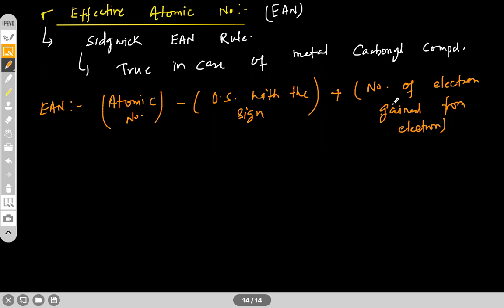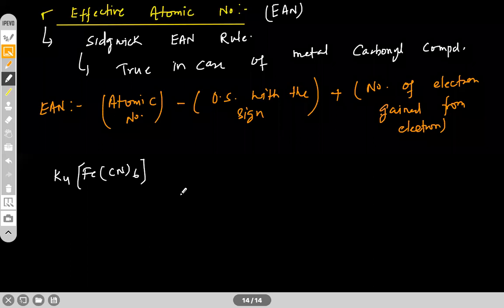Okay. So for that, what all things you need to know, you see here. Suppose the first example I am taking, K4[Fe(CN)6]. We need to find out the effective atomic number for this complex. That is the question. Excuse me, sir. Yeah. Sir, what is that on the right, number of electrons gained from the ligands, right? I should write here ligand. Okay.